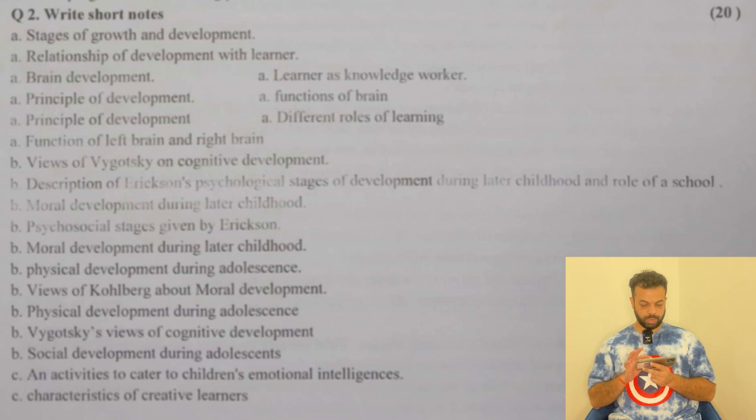Views of Kohlberg about moral development, physical development during adolescence, Vygotsky's view of cognitive development, social development during adolescence, and activity to develop children's emotional intelligence, characteristics of creative learners. So these are the points which are given for second question. You have to write short notes on these. There are few more, let us just discuss those also.